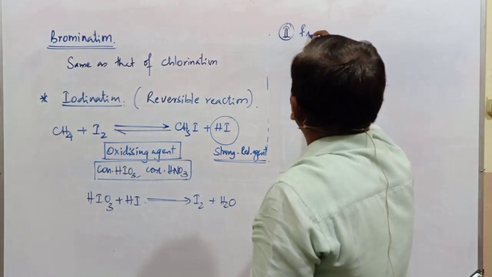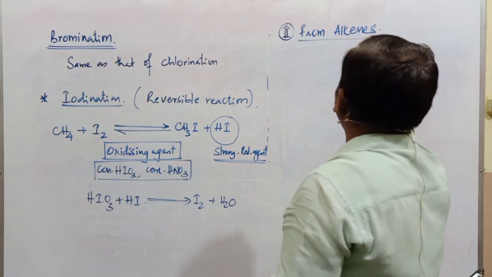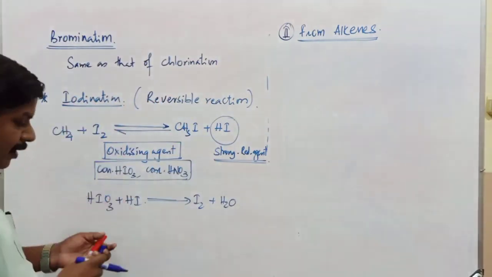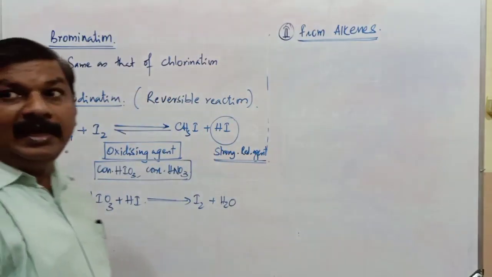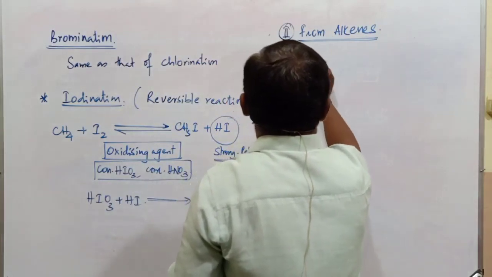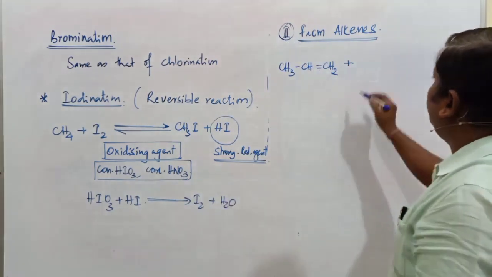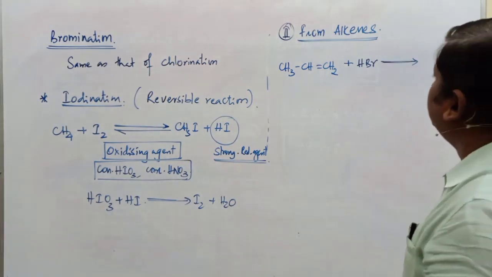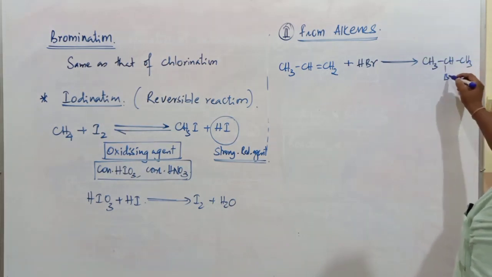The second method of preparation of haloalkane is from alkenes. How to prepare haloalkane from alkene compounds? Alkenes are compounds containing a double bond. There are a number of methods for the preparation of haloalkane from alkene itself. Suppose I go with one simple example, CH3CH=CH2, propene. When propene is treated with HBr, hydrogen bromide, this reaction takes place and gives CH3CH(Br)CH3.